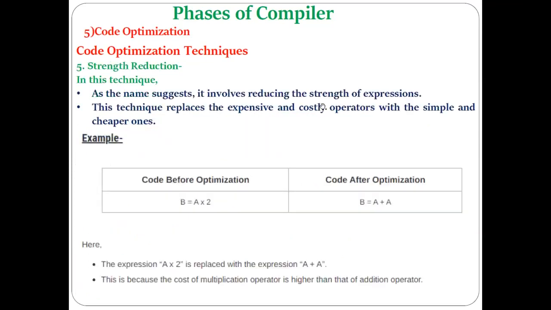So this is the fourth technique, that is dead code elimination. And let's see the last one, that is the strength reduction technique.